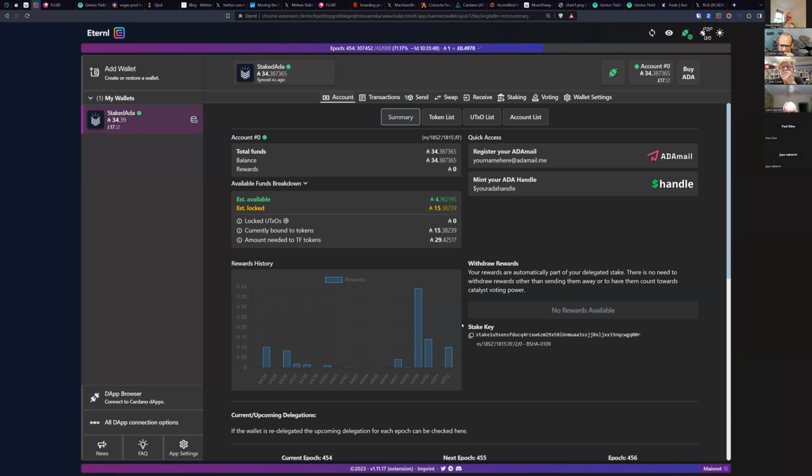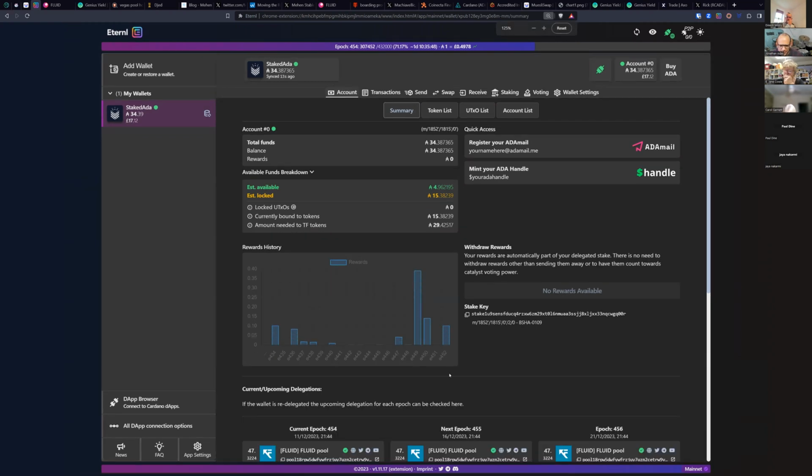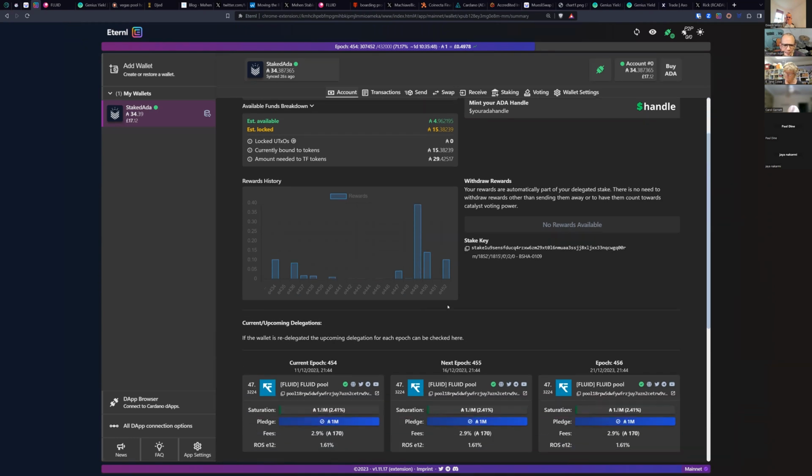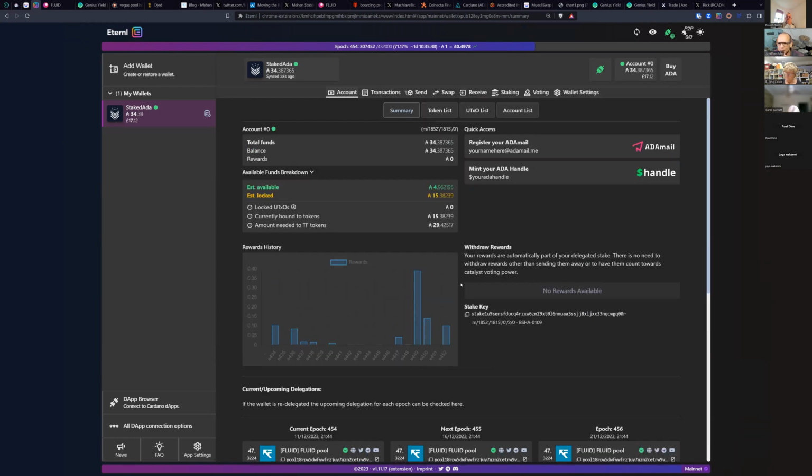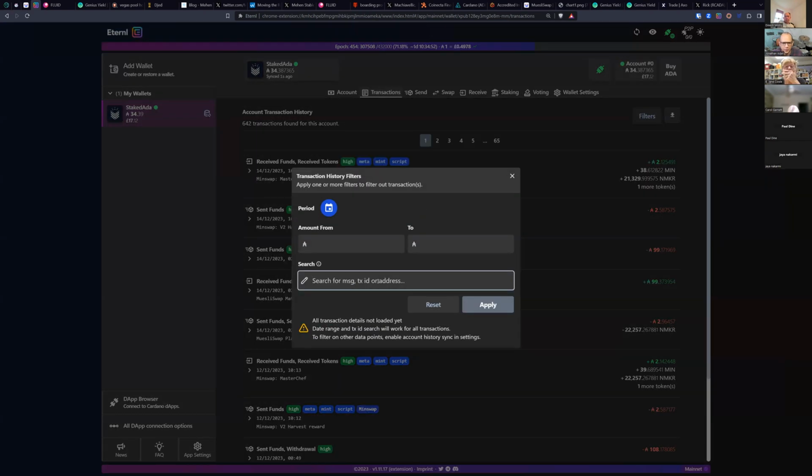And so I think in your Eternl wallet, they would show up as one of these bars on the rewards history tab. So these are my staking rewards, so the amount of ADA I've earned just through staking. And I don't think any of these are particularly related to the vote, but it used to be that you could just search for a MIR transaction.